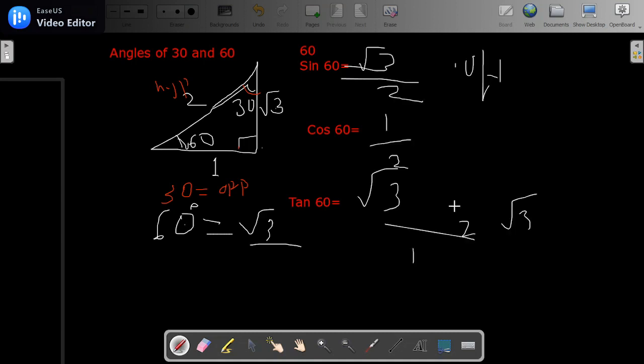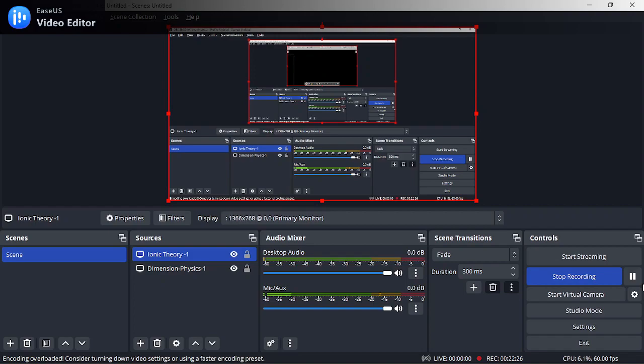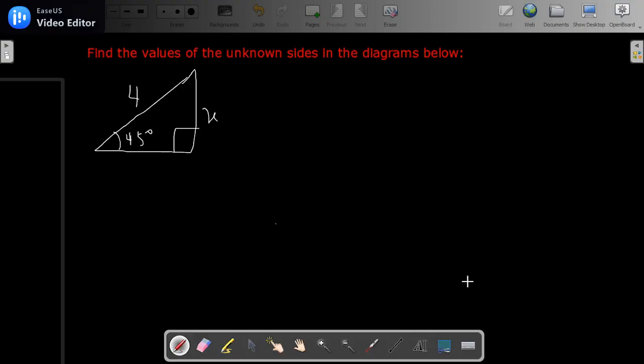So now let's solve questions on that. Find the values of the unknown side in the diagrams below. So let's work with the first question here. Find the value of the unknown side in the diagram below. Now, where is the unknown side? Okay, the unknown side is x here.